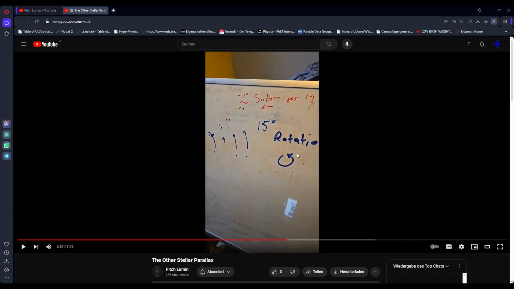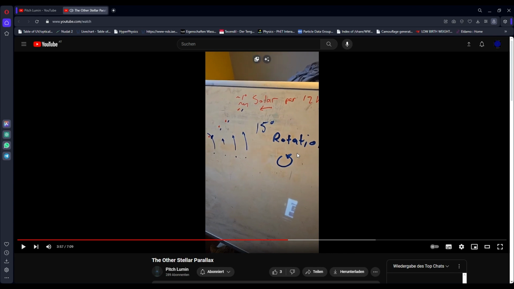He says here it's 1 degree solar. I don't know what he means by solar. Per 12 hours. It should rather be half a degree every 12 hours. It's 1 degree every 24 hours, roughly. And it's not rotation, it's orbit, which is not the same. Somehow flat earthers struggle with that concept for some reason.